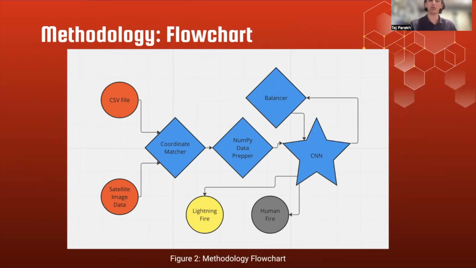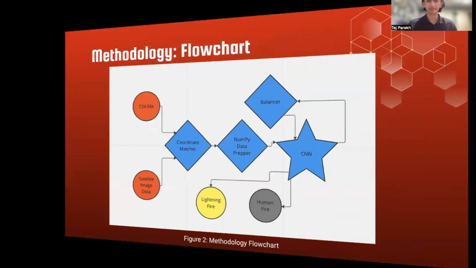The other source I had was a collection of satellite images from Quebec of areas that had previously experienced wildfires, before the wildfires occurred. So I was able to create a coordinate matcher and kind of mesh these two data sets together. So I was able to label each image with the appropriate cause.